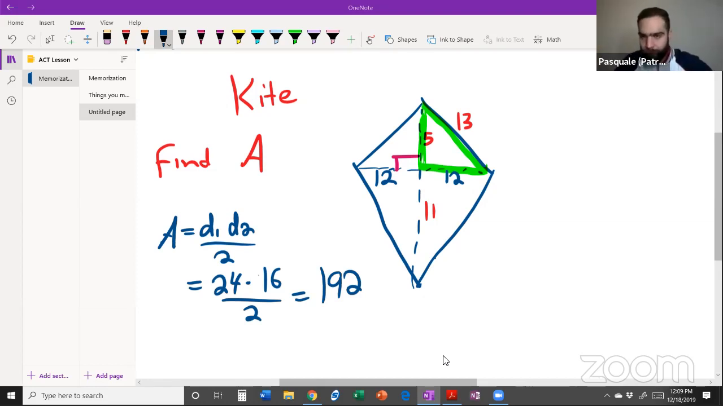Are we going to go over an example for the rhombus or move on to the next topic? We'll go ahead and go straight to the next one. All right, perfect.